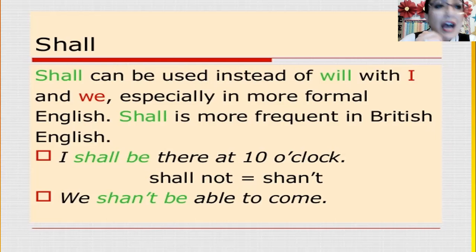Además, shall, a pesar de que ya es un poquito antiguo, se usa con mucha más frecuencia en lo que es el inglés británico. I shall be there at 10 o'clock. Shall not, shan't. Oh, estaré ahí a las 10 en punto. ¿Sale? Shall not. Ok. We shan't be able to come. No seríamos capaces de venir. Estás hablando, aunque diga a futuro, estás hablando más formal. El tono, el énfasis es mucho más formal ahí, sobre todo en inglés británico.